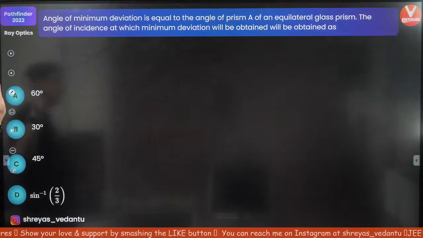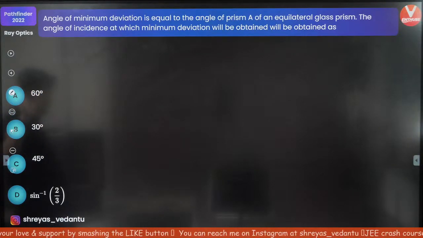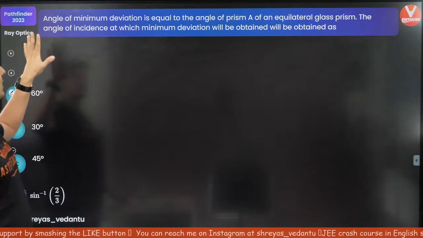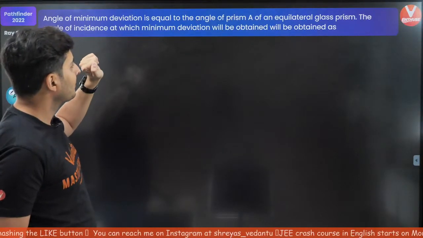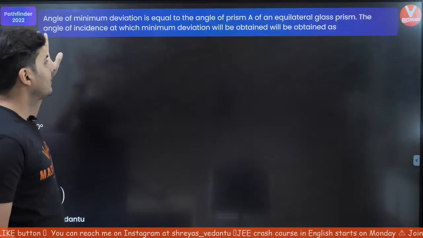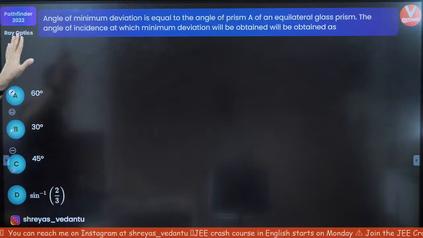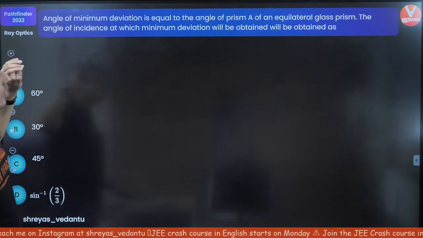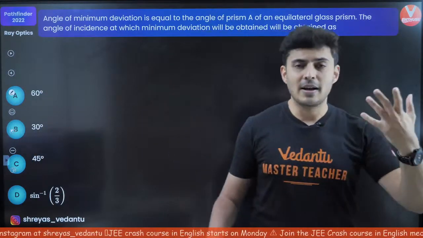Next one coming up on your screen now. So what do we have over here? We have angle of minimum deviation is equal to the angle of prism A of an equilateral glass prism, the angle of incidence at which the minimum deviation will be obtained is how much?